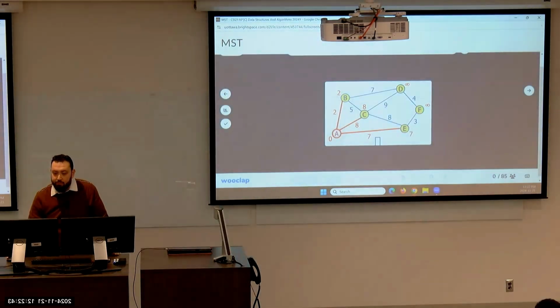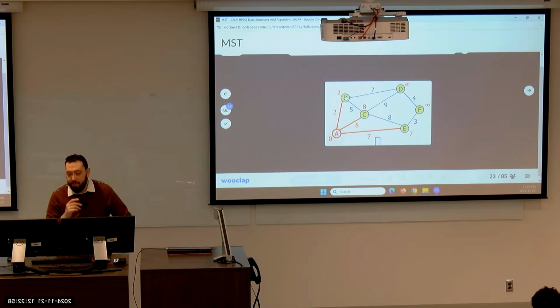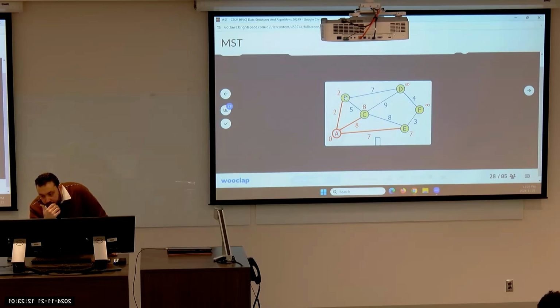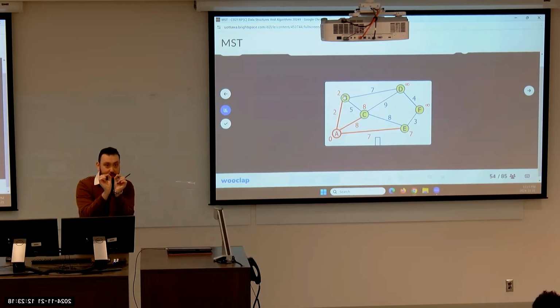Now, you're at B. Let's assume you went from A to B. Which nodes need to be updated? It's a multi-select. Which nodes need to be updated, guys? Where you're going next. C and D. Okay, very good. That's correct. Why C and D? Because these are the nodes adjacent to B. These are the nodes connected to B.